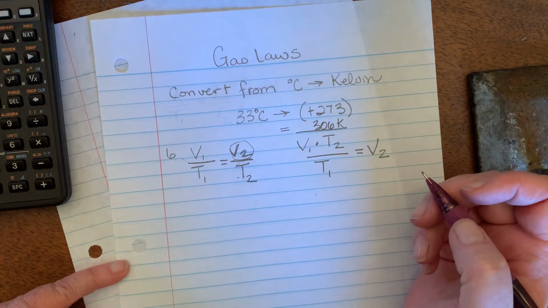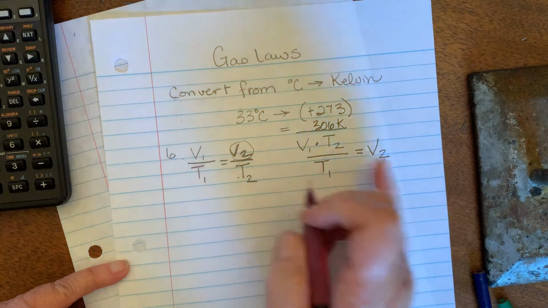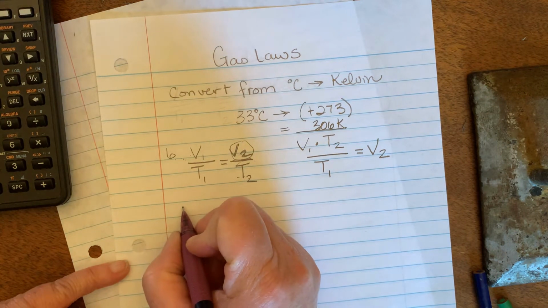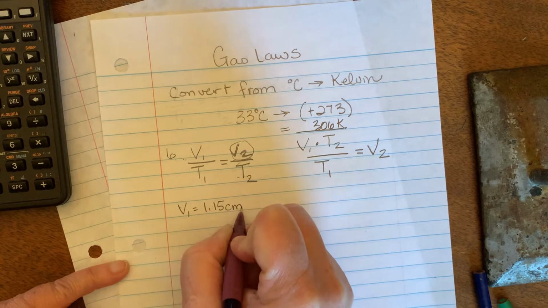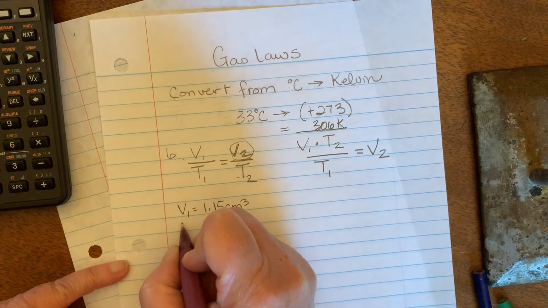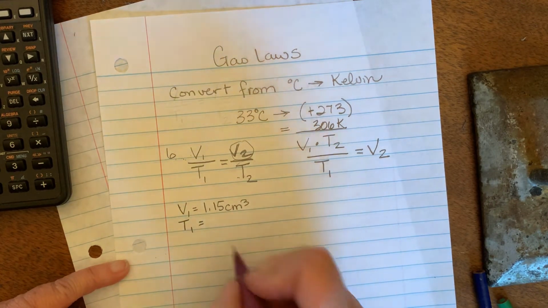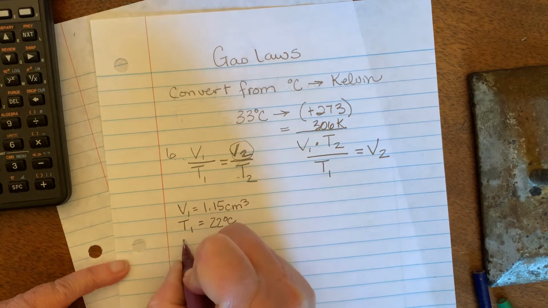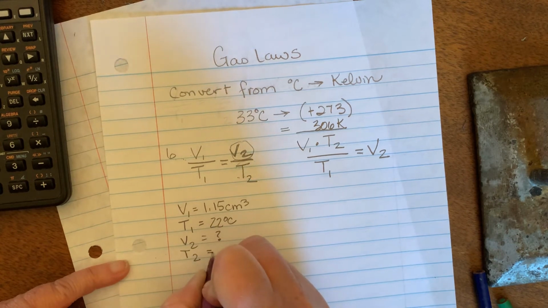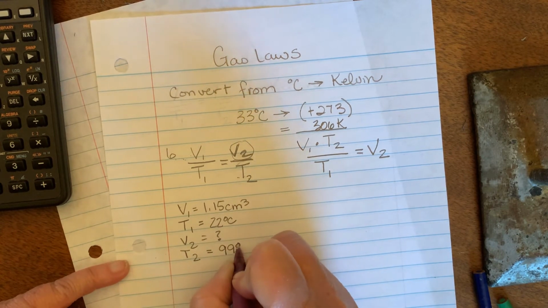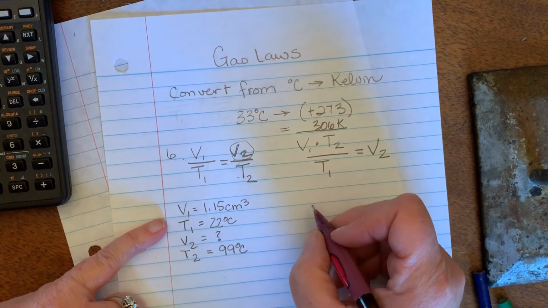Now I'll plug in our numbers. We could do a data table for those of you who need that. If you don't, that's fine too. In this case, we have volume 1 is 1.15 centimeters cubed, and temperature 1 is 22, and volume 2 is our unknown, and temperature 2 is 99 degrees Celsius. Okay, so now we can plug in our numbers and solve this problem.